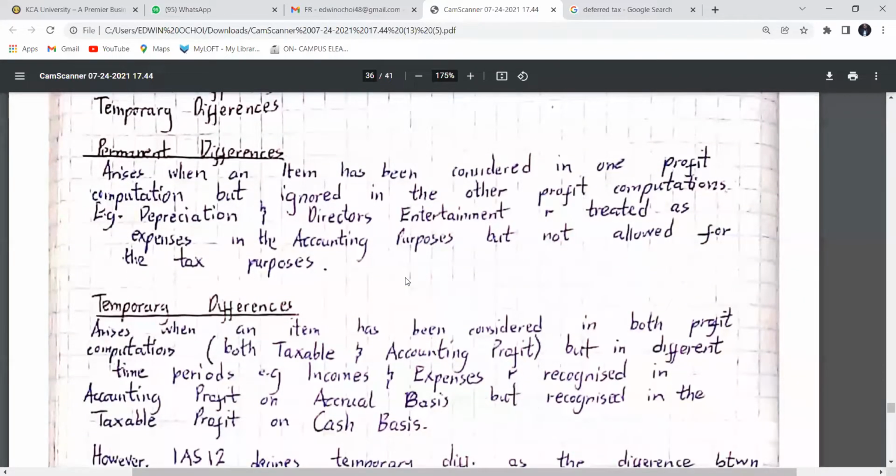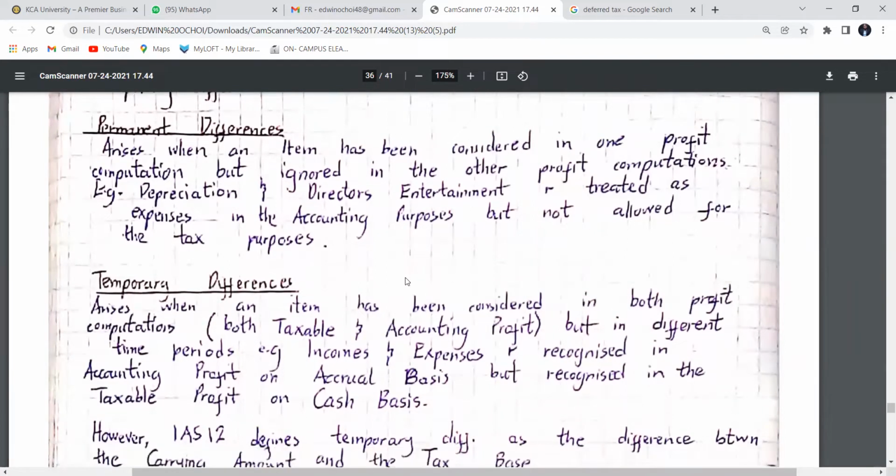So when we talk about permanent difference, it is whereby you find that an item has been considered in one profit computation, but ignored in the other. When I say that, I mean that an item has been considered, let's say, in accounting profit computation, but ignored for tax purposes. Like now, the aspect of depreciation and director's entertainment, they are treated as normal expenses for accounting purposes. But what about in tax? They are not allowed. That is why they are added back to the profit. They are disallowables, in short, under tax.